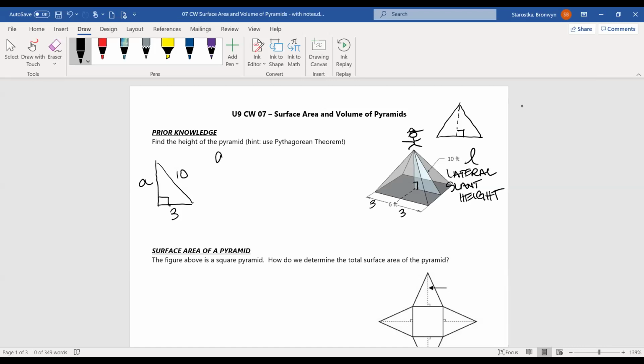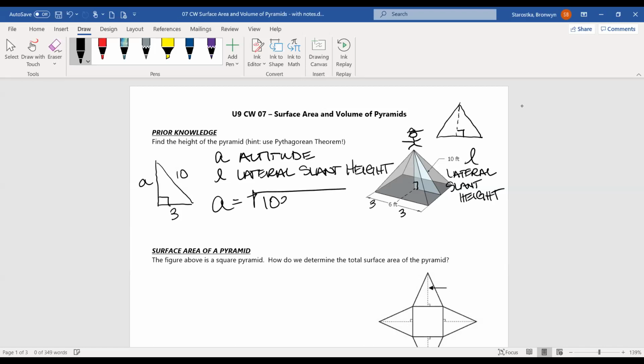Okay, so we have A for altitude, and this fancy L for lateral slant height. Of course, B for the little base. And so the height of this pyramid, A, using Pythagorean theorem, 10 squared minus 3 squared. And if we plug it into our calculator, A is approximately 9.54 feet.